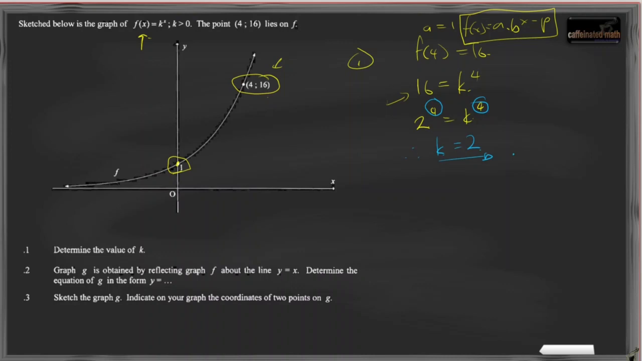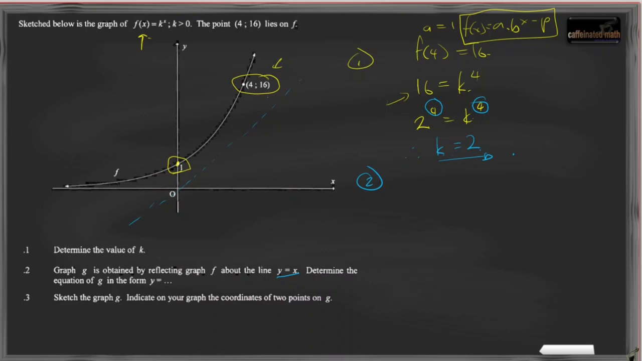The graph g is obtained by reflecting f about the line y = x. So that's what they mean graphically. Algebraically, they're just telling us g is the inverse of f. Determine the equation of g in the form y equals.